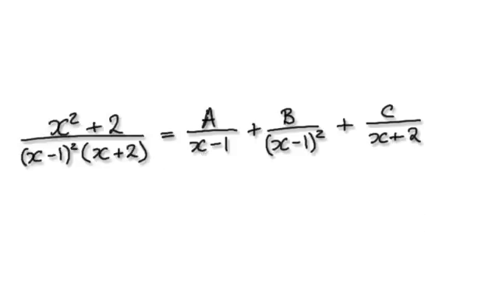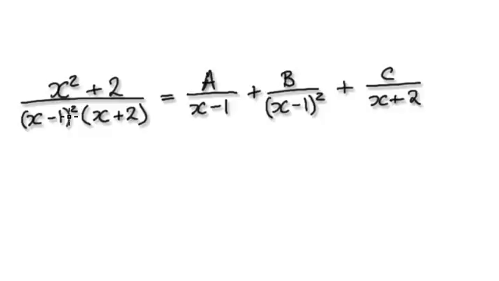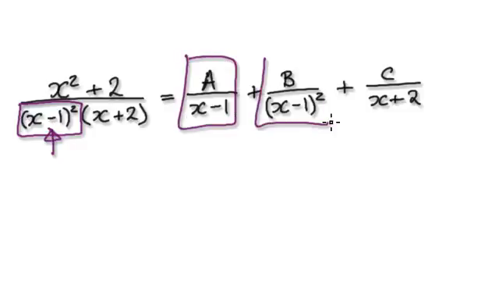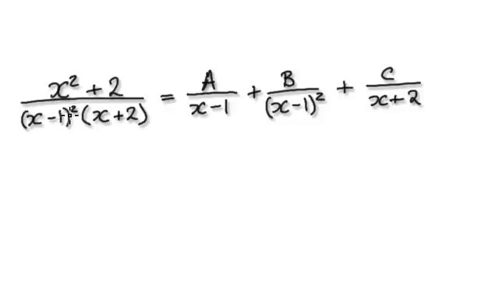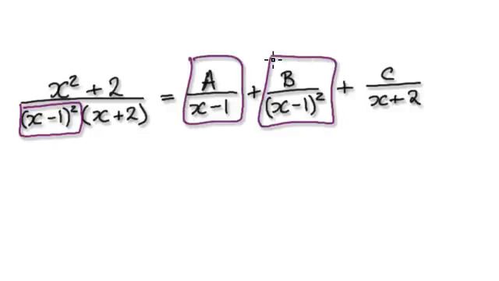We've already seen that whenever we have a repeated linear factor, like in this case here, this is our linear factor, and this is our repeated one. So whenever we have a repeated linear factor, we would need to break this up as one fraction plus another fraction. This is our linear factor to the power of 1, but then for some reason we would need to increase the power by an extra 1.